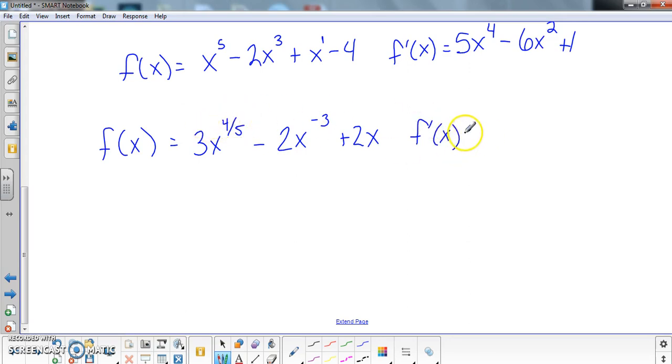The 4/5 comes down, so this will be 3 times 4/5 x. Now subtract the 4 minus the 5, and we get negative 1, and the denominator stays 5. Okay, that's a really nice little trick to do this fast. Negative 3 times negative 2 is plus 6x. Subtract 1 from negative 3, and we get negative 4, and the derivative of 2x is just 2.